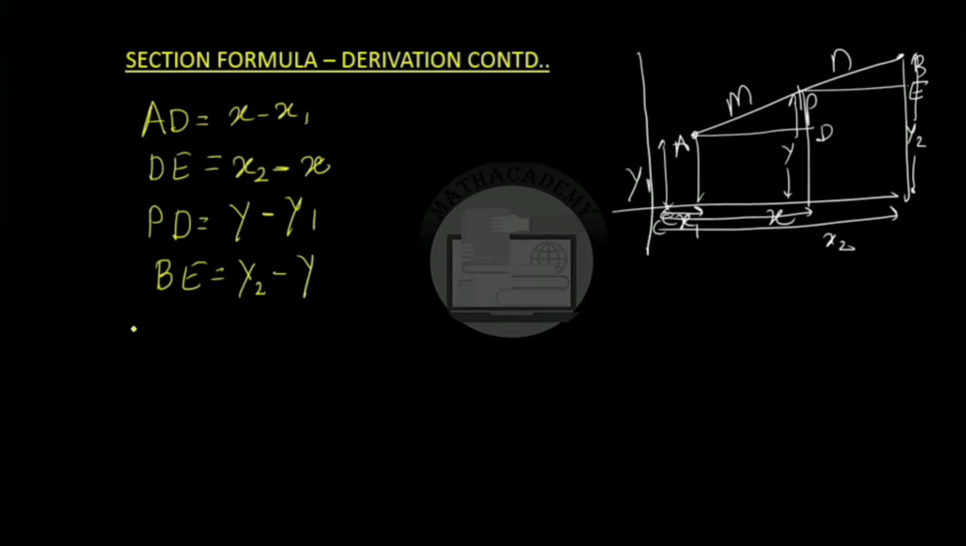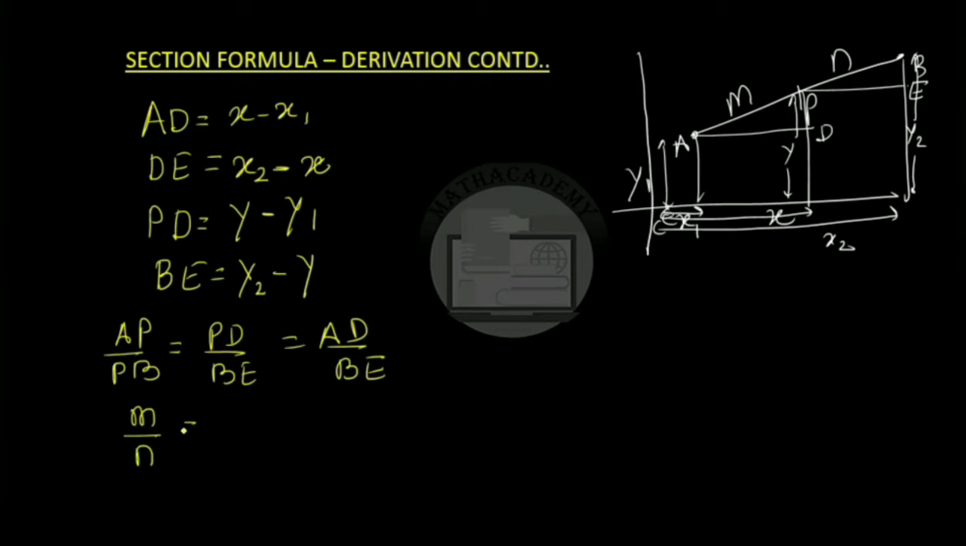The ratio which we have got is AP over PB is equal to PD over BE is equal to AD over PE. Let us substitute the value. AP is m and PB is n. So m over n is equal to y minus y1 over y2 minus y is equal to x minus x1 over x2 minus x. So we will be taking this equality first.